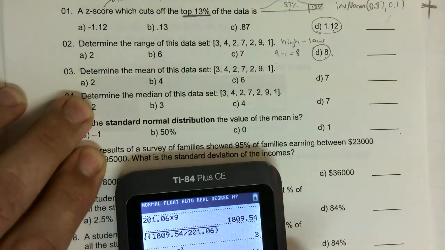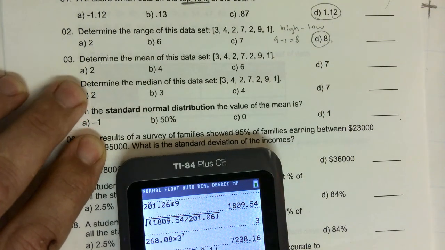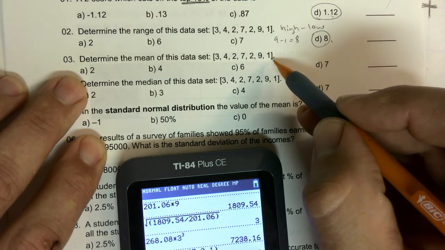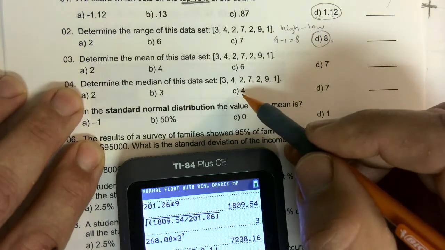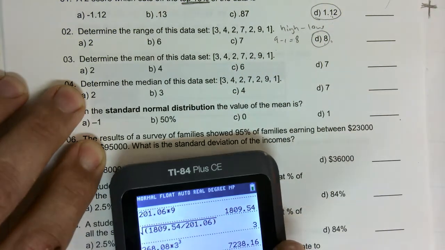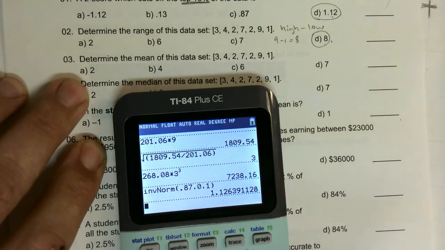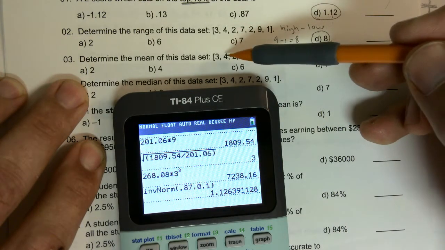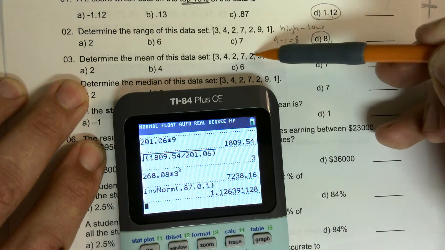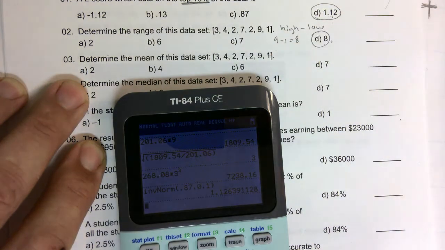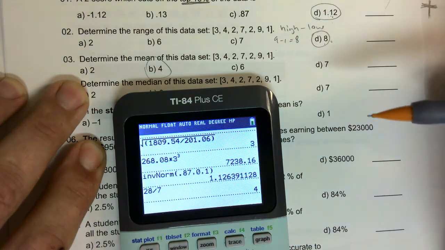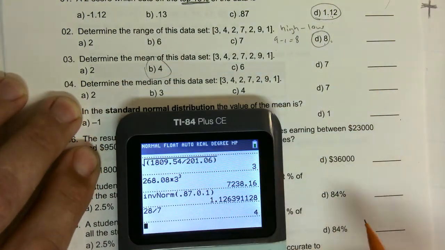That should be easy. Determine the mean of this data set. And so again, you can either type this into L1, right, and just do one variable stats and find all of it, or you can just add it up and divide it by 7. So actually, we can probably just do mental math, right? 4 and 3 is 7, and 2 is 9, 16, 18, 27, 28. So it's 28 divided by 7, which is 4. There's our mean there.